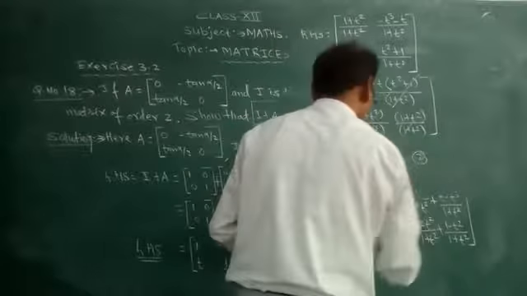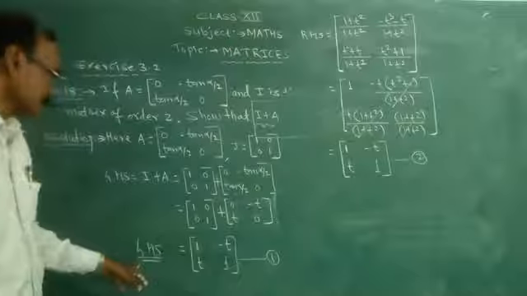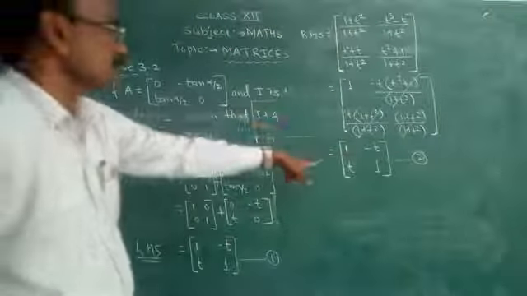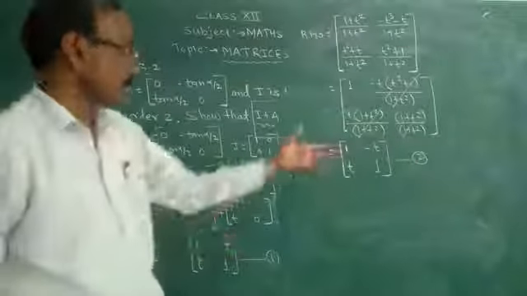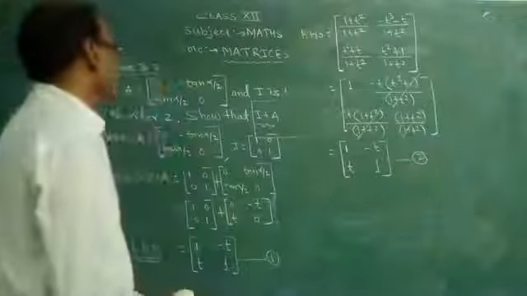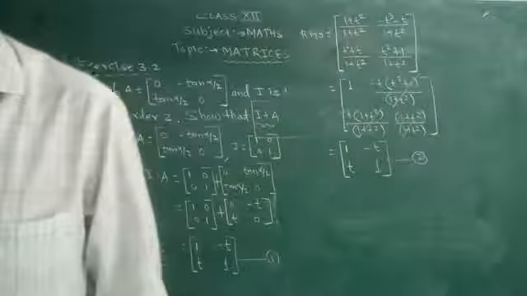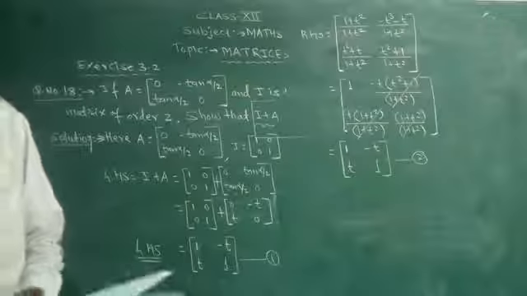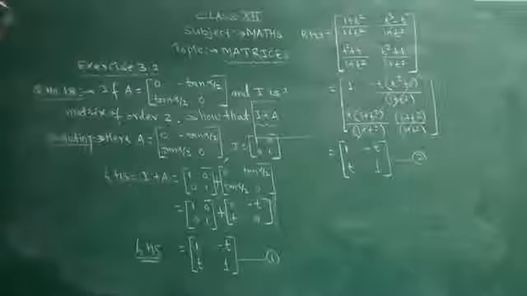Now check number 1. Left hand side is 1 minus t, t, 1, and right hand side is 1 minus t, t, 1. As the values of left hand side and right hand side are equal, therefore we can prove it. That is, we can show that I plus A is equal to I minus A into the bracket cos alpha minus sin alpha, sin alpha cos alpha. It is proved.